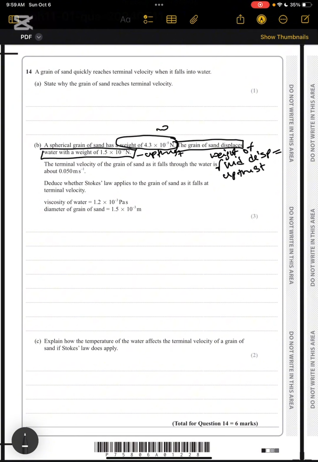So we know when the sand was going downward, it has a weight, it has an upthrust, and it also has a drag force acting on it. That is our drag. So there are two forces upward and a force downward. The terminal velocity of the grain of sand as it falls through the water is this. So it has reached a terminal velocity. They have asked us to deduce whether Stokes law can be applied to this. They have given us the viscosity and this diagram.